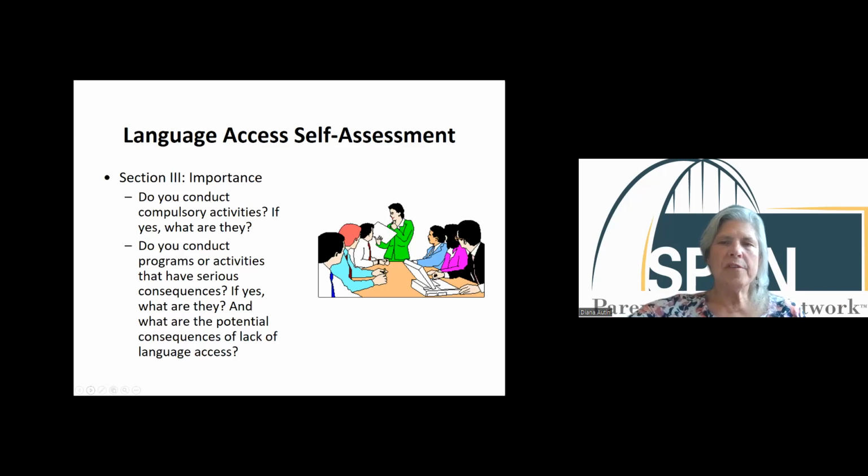Section 3 is the importance of the activities. So the first question is, does the organization conduct compulsory activities? If yes, what are they? So the council does not conduct compulsory activities. They're not a school where you have compulsory attendance, but they do conduct programs and activities that have serious consequences. And so the question is, what are those programs and what are the potential consequences of lack of language access? So of course, if people with limited English proficiency cannot access the important information that the council provides about services for individuals with intellectual and developmental disabilities and their families, they could have very serious consequences for those individuals and their families.